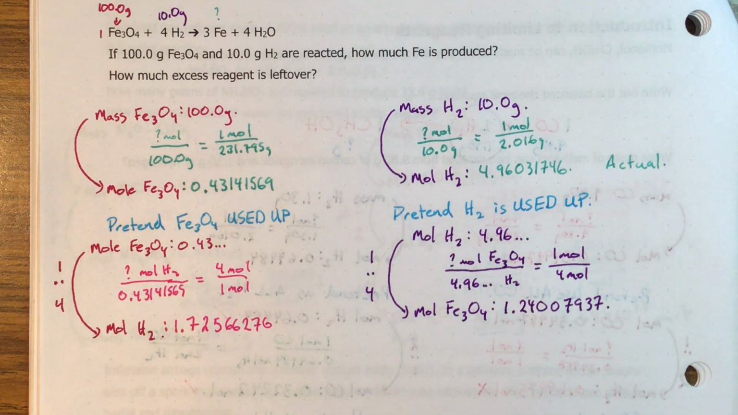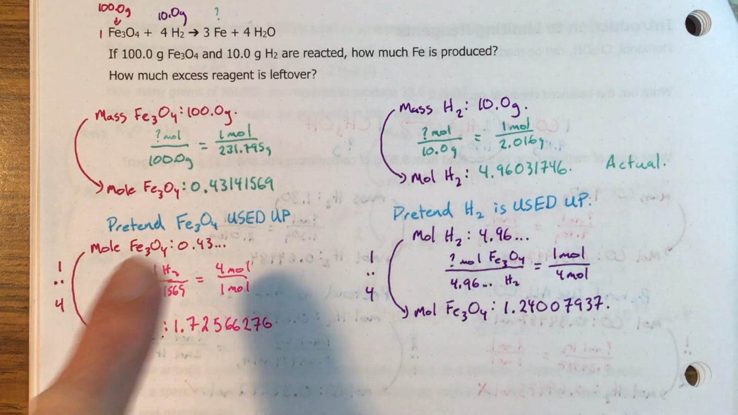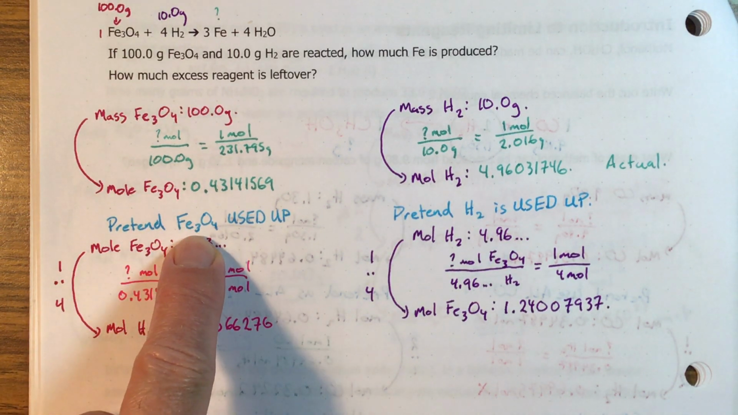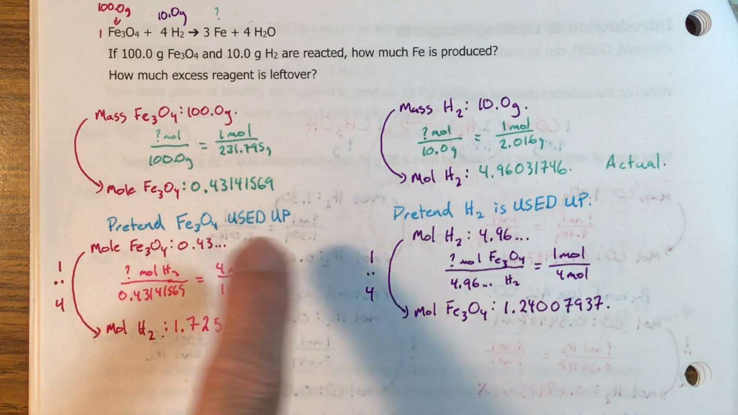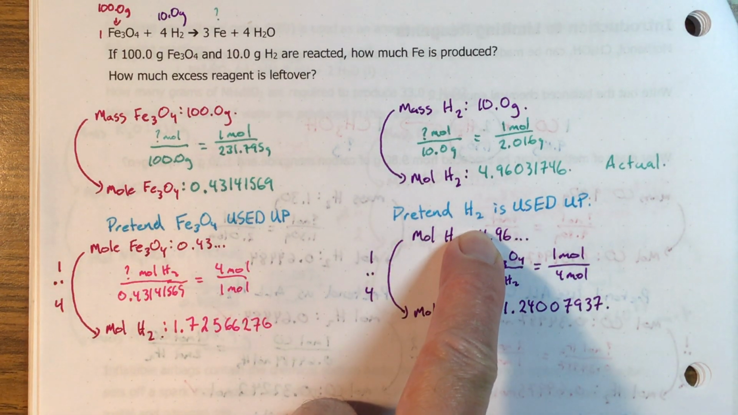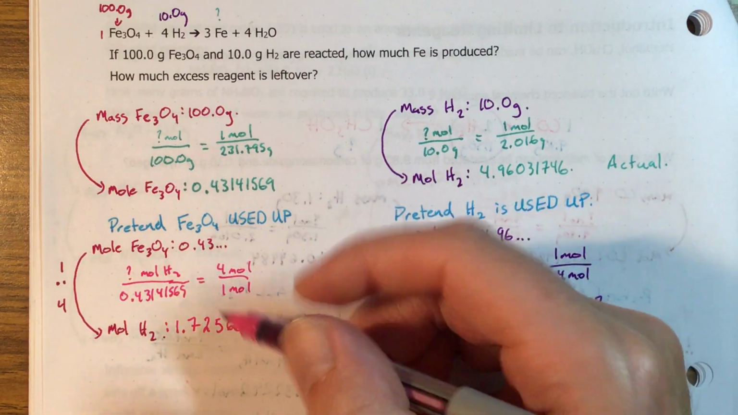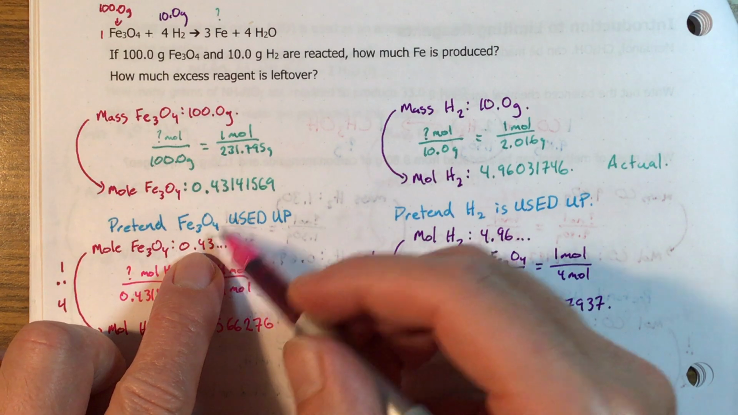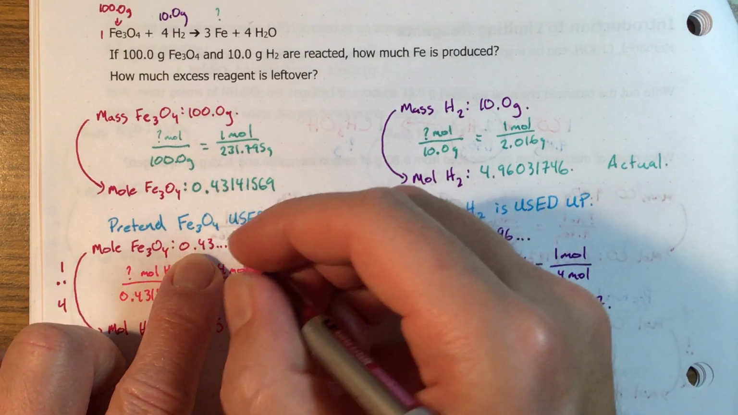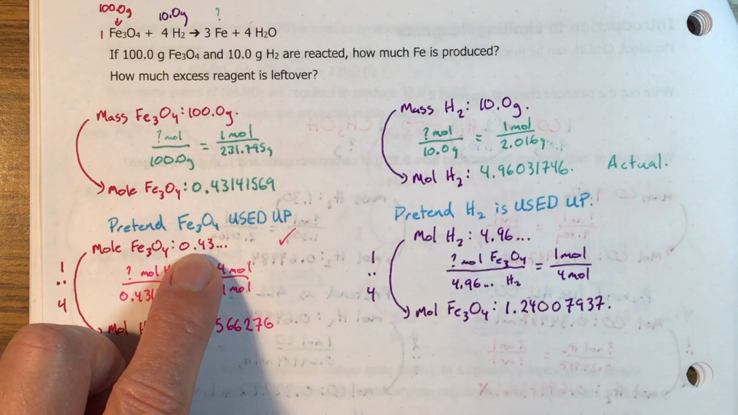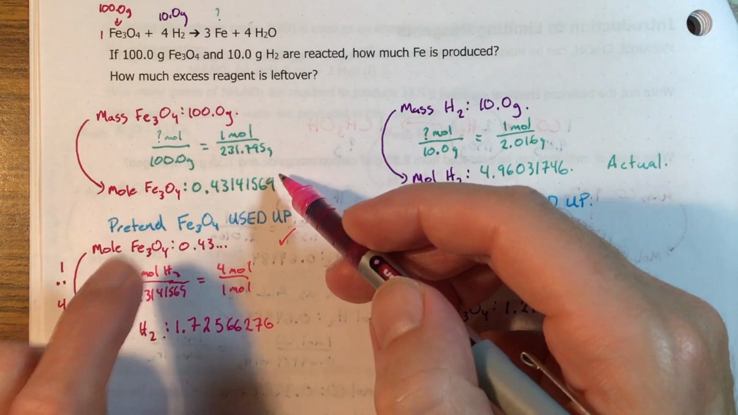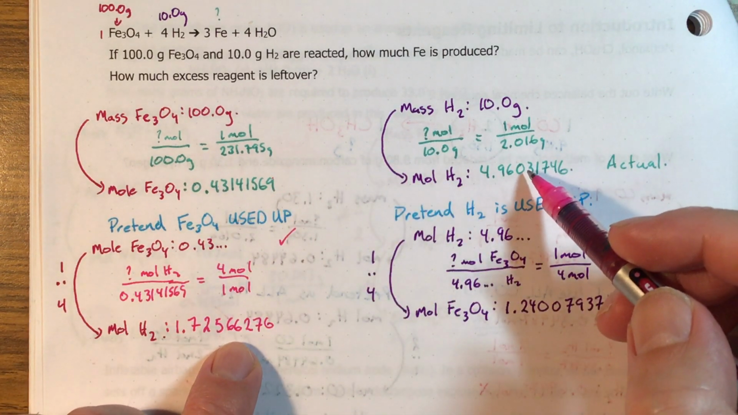Now let's see which one of these situations is possible. Is it possible to use up all of our iron oxide? Or is it possible to use up all of our hydrogen? So let's check our iron oxide. We have this much iron oxide. It's right there. This is a real thing. We have it right here. Do we have this much H2?